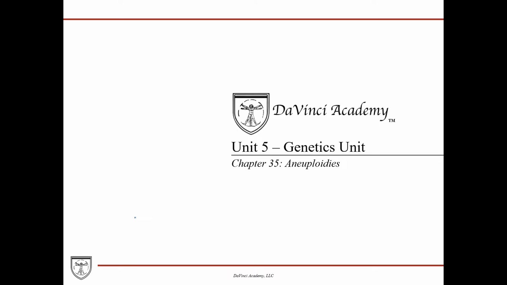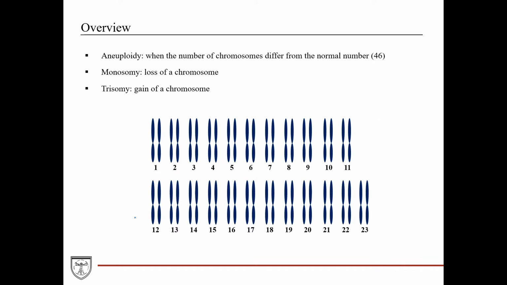All right, so in this lecture of the genetics unit, we're going to go over some high-yield examples of aneuploidies. So first, an overview. What is aneuploidy? It's when the number of chromosomes differ from the normal number of 46.